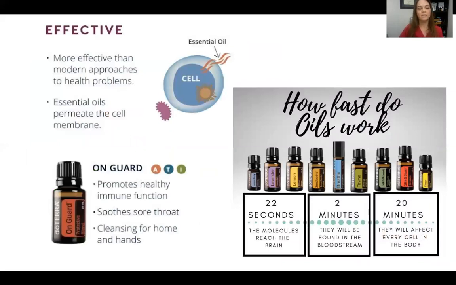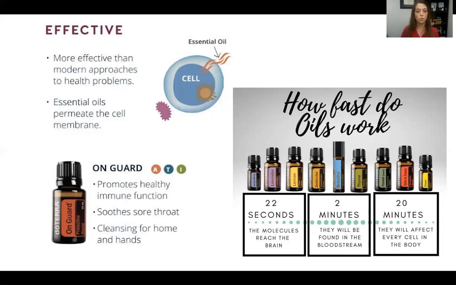So knowing that, this is why every day, pretty much, I'm still amazed at how effective essential oils can be. And the reason why they're effective is because they do permeate the cell membrane. So when you're using them, no matter how you're using them, they will go through the membrane of the cell. Some of them even go through the blood-brain barrier, which means it can interact with the cell. It doesn't just force or block a receptor like a lot of the pharmaceutical drugs that we use do. So they can be really more effective than our modern approaches to our health problems.